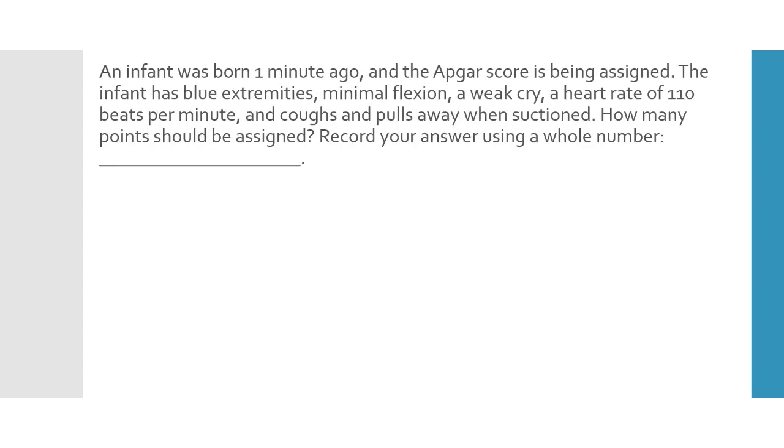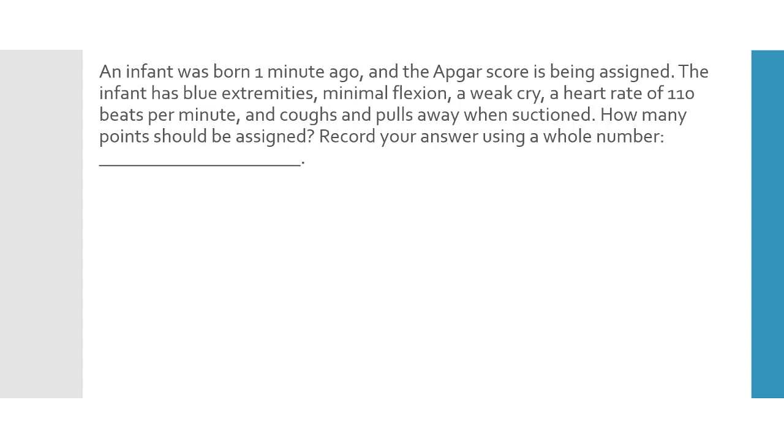Here's our next question. An infant was born 1 minute ago. The APGAR score is being assigned. The infant has blue extremities, minimal flexion, a weak cry, a heart rate of 110 beats per minute, and coughs and pulls away with suctioning. How many points should be assigned? This is an analysis question. To answer this question, you need to recall the points assigned to the 5 categories of the APGAR score. Let's go through them together.